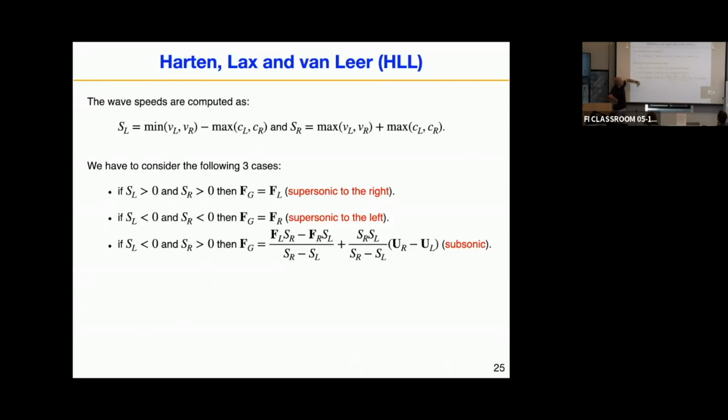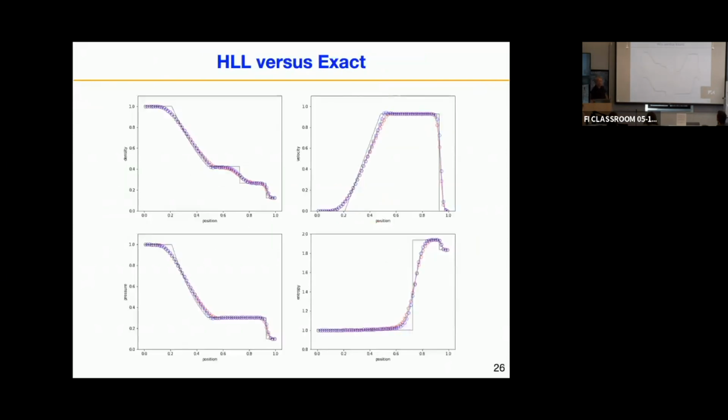You just have to compute the left and right flux, the left and right wave, and your algorithm is like 3 lines, literally 3 lines. And that's pretty good. So there are variants, so that's how it does, right?